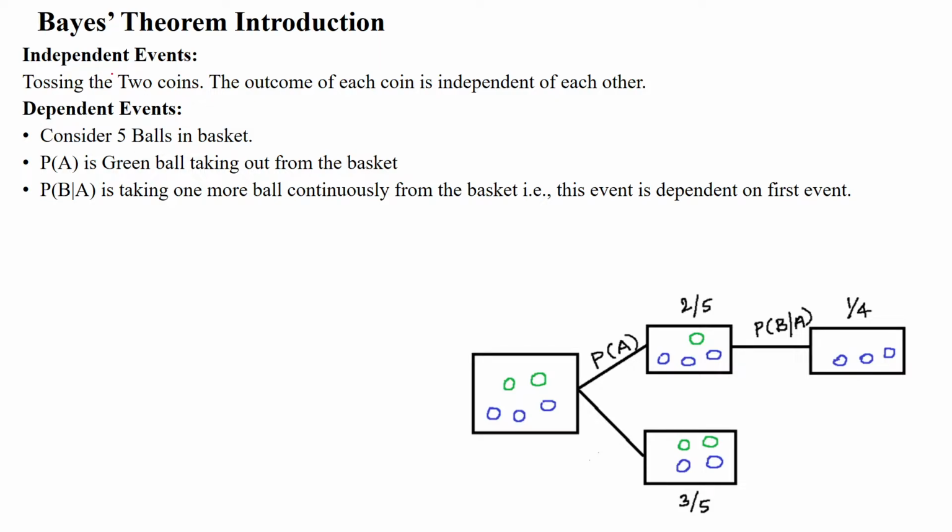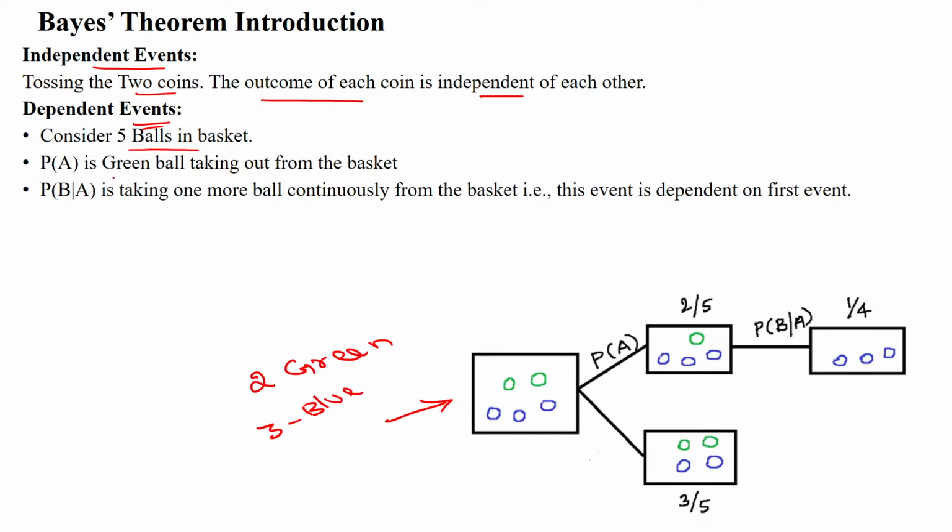For example, there are two independent events: tossing two coins. The two coins are independent of each other. The outcome of each coin is independent of the other. For the dependent events example, consider five balls in a basket. Assume this is the basket which has five balls. Here two green balls and three blue balls are there.